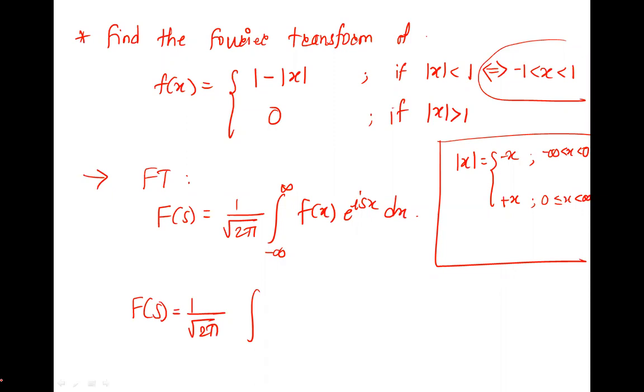Integration is from... see our function given. The function is defined here: mod x is less than 1, and where it is greater than 1, the value is directly 0. No need to write this. We are writing this. What is this interval? This interval is minus 1 to 1. So integration is from minus 1 to 1, f of x, which is 1 minus mod x, into e raised to isx dx.